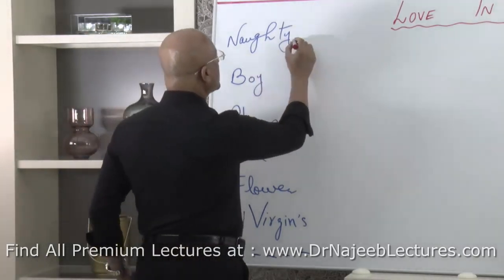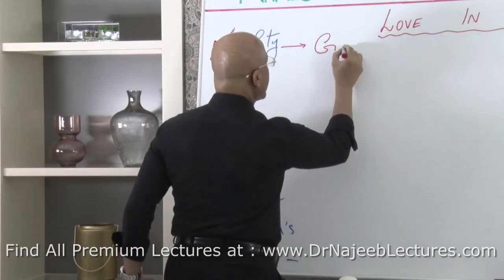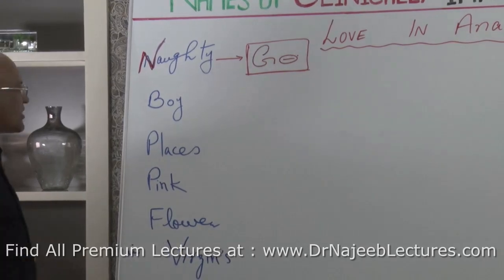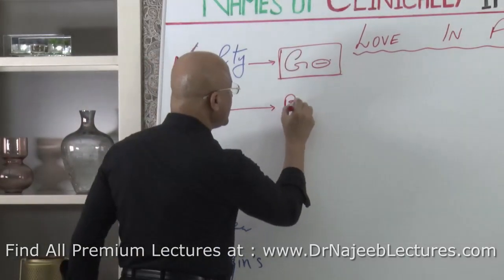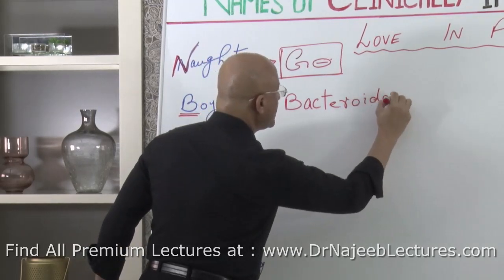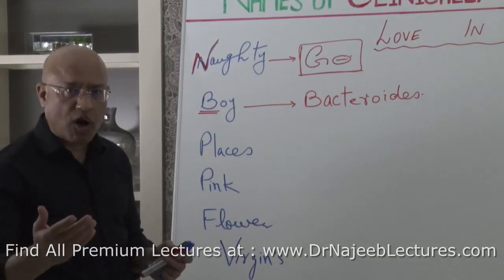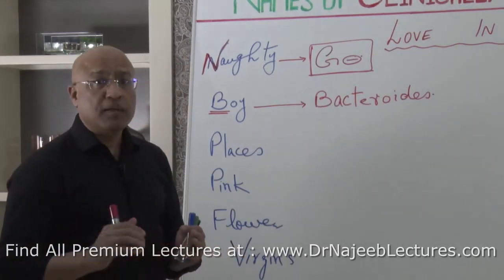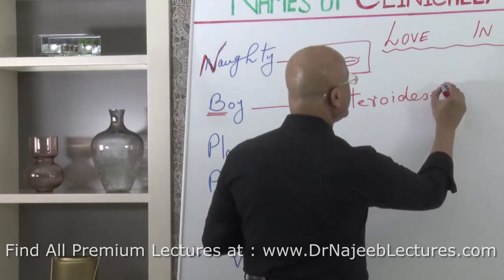Let's decode. Naughty, the N, stands for gram negative anaerobes. B stands for Bacteroides. This is a group of bacteria. These are anaerobic gram-negative rods, Bacteroides, and one of the most dangerous and most important among them is Bacteroides fragilis.